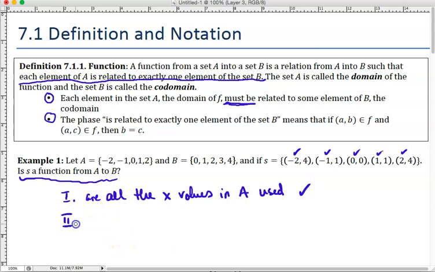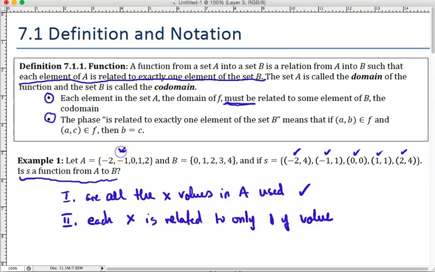The second condition is that each element in A is related to exactly one element in set B. The -2 would only be related to one value in the codomain. It can't be related to more than one value in the codomain. So each x is related to only one y. I'm using the standard notation, where x is in A and y is in B, which is a natural choice because we're used to xy values. And this one is also correct. So this relation is a function.